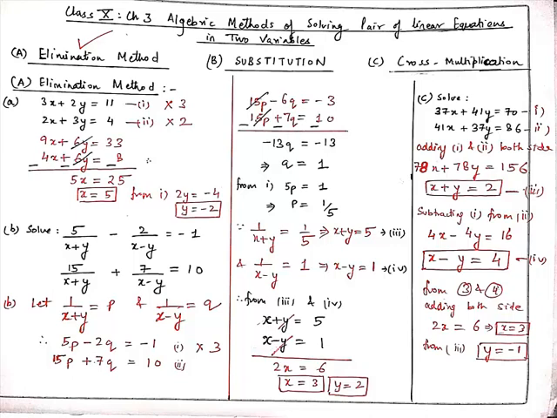Let's say I take a pair of linear equations, which are 3x plus 2y equal to 11 and 2x plus 3y equal to 4. Now, in this elimination method, basically we have to eliminate one variable, and it is our choice which variable we eliminate. So, in this question, I am eliminating y. Since I have to eliminate the y variable, in the first equation I am multiplying by 3 and in the second equation I am multiplying by 2. Why? Because to make the coefficient of y the same.